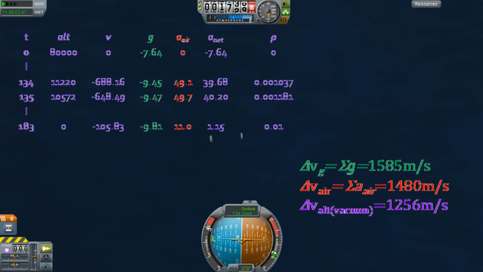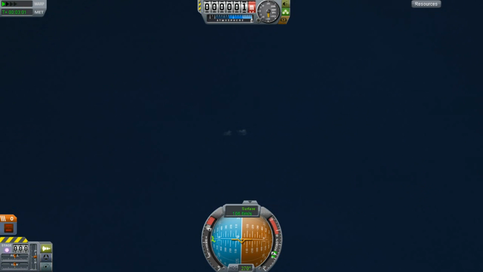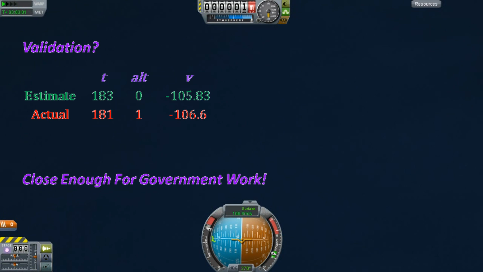So just to validate and make sure our equations still make some sense, we can look at our last line item, 183 seconds, when we get to altitude 0 and hit the ground at a velocity of 105.83 meters per second. And we can compare that against the actuals that we get from the HMR-1 Bravo. And survey says 181 seconds and 106.6 meters per second. Close enough for government work.